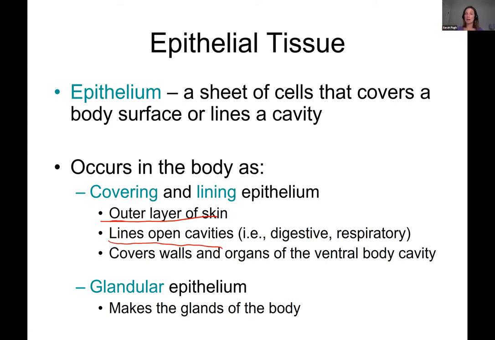So remember we talked about how we have these serous membranes. They're made of epithelial tissue. We also have epithelium that occurs in our glands. So we call that glandular epithelium. So we'll talk about that just a little bit as well. We'll probably talk a little bit more about glands in the next chapter, chapter 5. We'll get into the skin and we'll start talking about organ systems in chapter 5, where we'll talk more about our glands then.